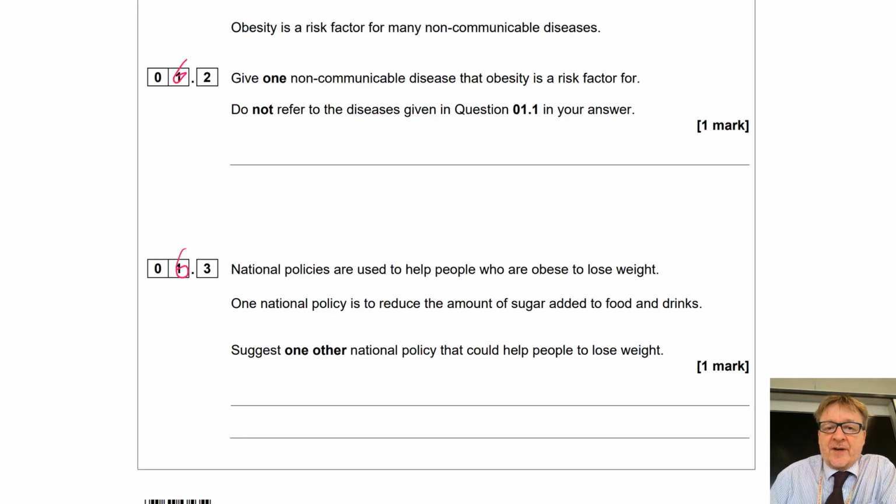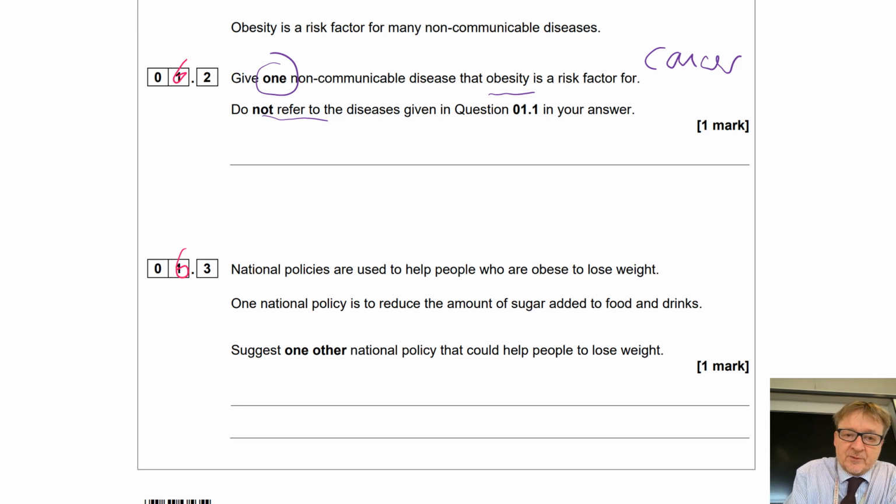Obesity is a factor or risk factor for many non-communicable diseases. Give one non-communicable disease that obesity is a risk factor for. Okay, so we're talking about somebody who is larger than they would be expected to be. Do not refer to the diseases given in 0.11. Okay, so that's cancer. So you can't talk about cancer.